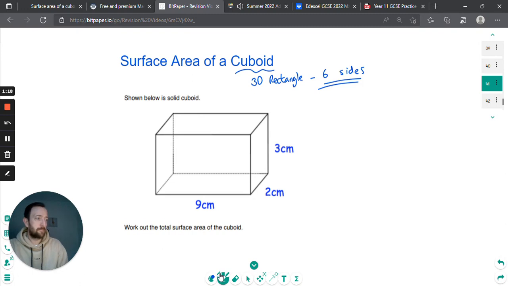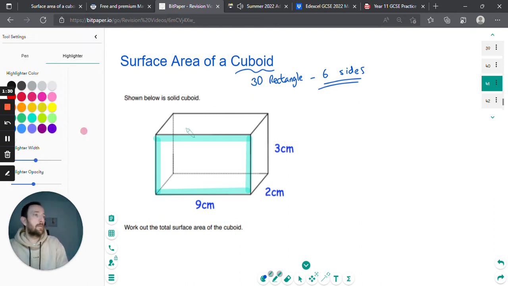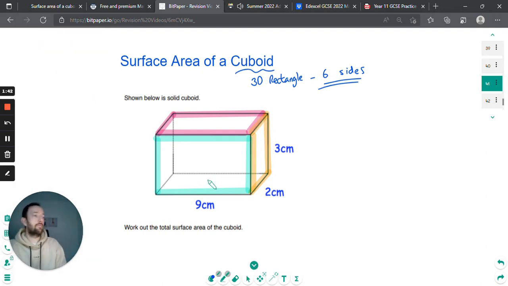So what we're going to do, we'll just call it 1, 2, and 3 for now. So there's the first one. Okay, I'm just going to change the colour. There's our second side. And then our third side, we'll just do in a cheeky little orange. There we go. Okay, so there's 3 sides there that we can see. Side 1, we've got side 2, and we've got side 3. Okay, so I'm going to find the area of each of those.